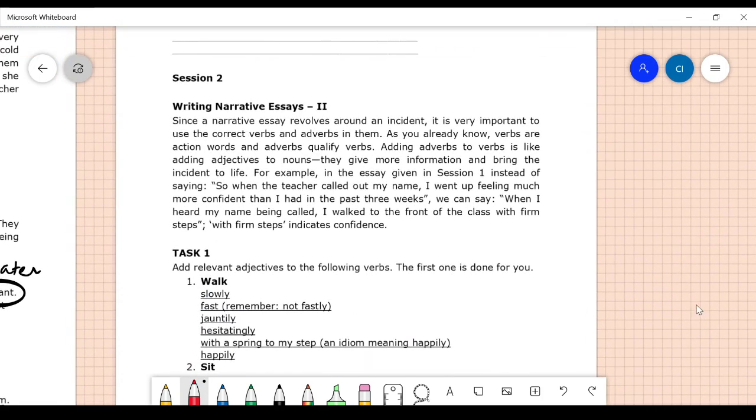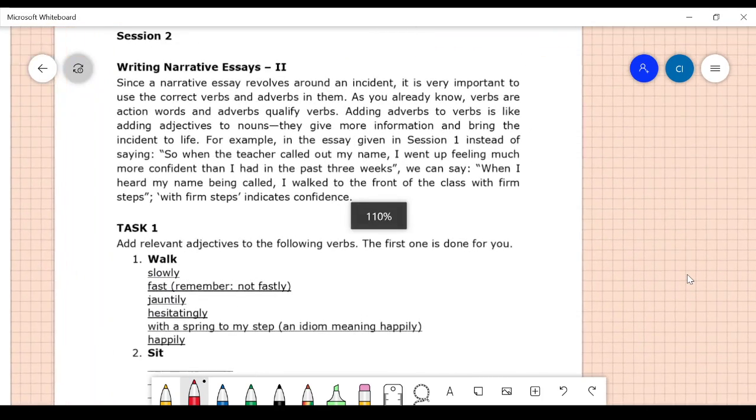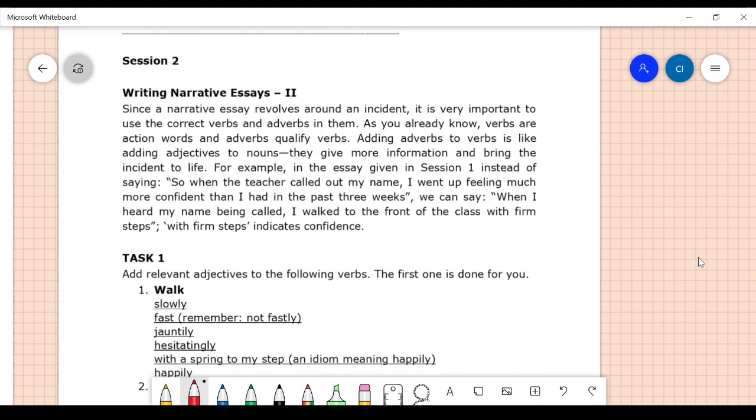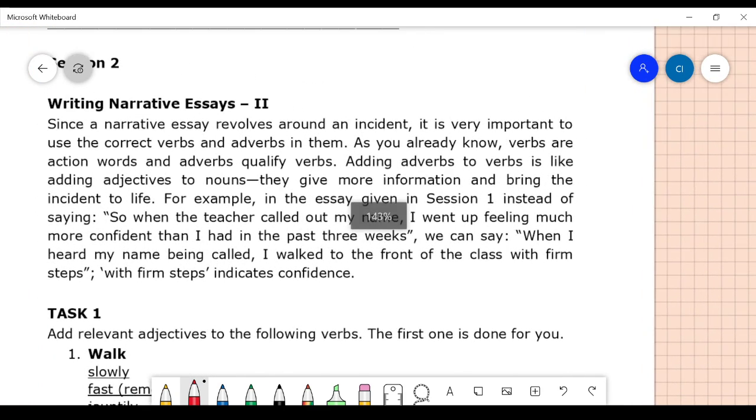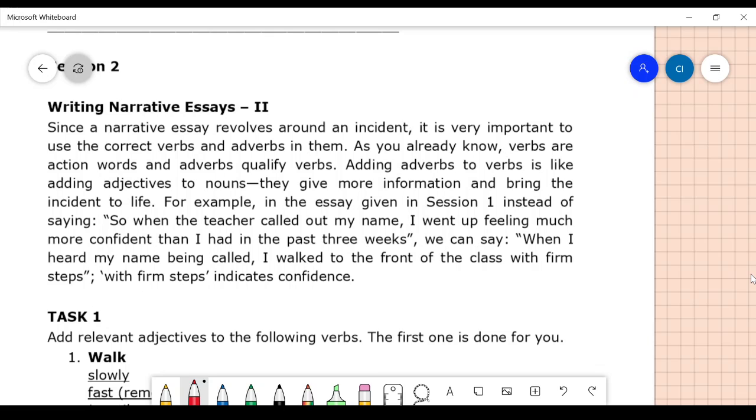And okay, let's go to session 2. Writing narrative essays. Since narrative essays revolve around an incident, it is very important to use the correct verbs. To remember verbs, verbs are actually a kind of work. I'm going, I'm sleeping, I'm sitting, all those are verbs.